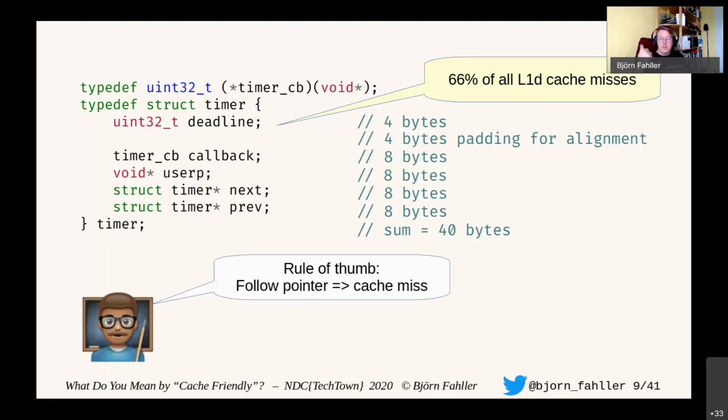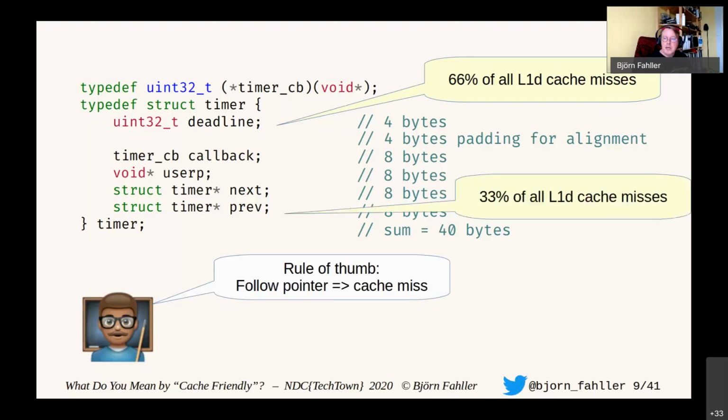So there is one rule of thumb to begin with. If you're traversing a data structure by following pointers, assume that following a pointer is a cache miss, because it's really difficult for the CPU to predict where that pointer is going to point to. So it's almost always a cache miss, unless you have very specific information to the contrary.